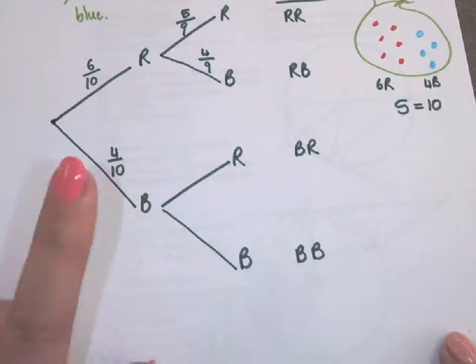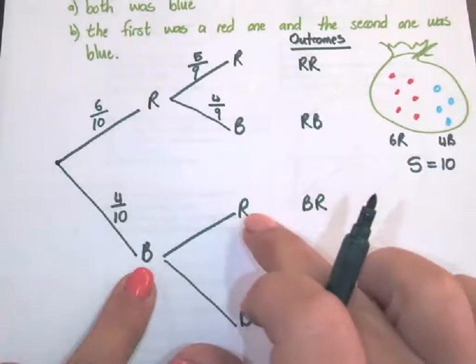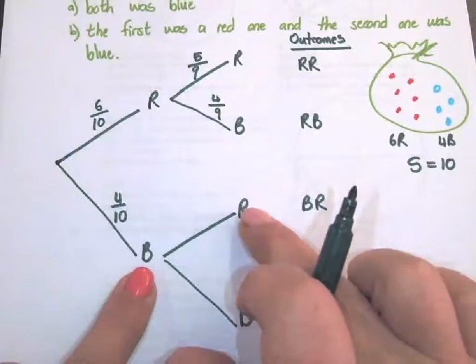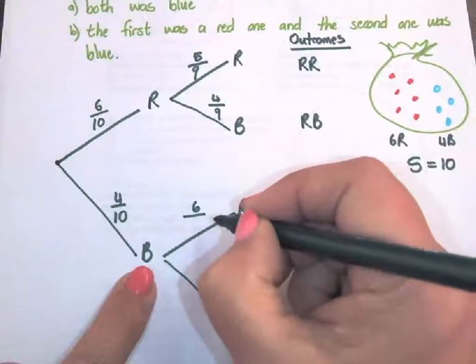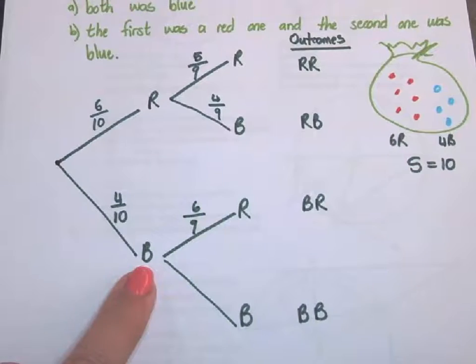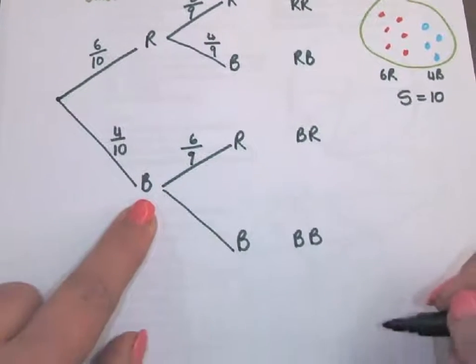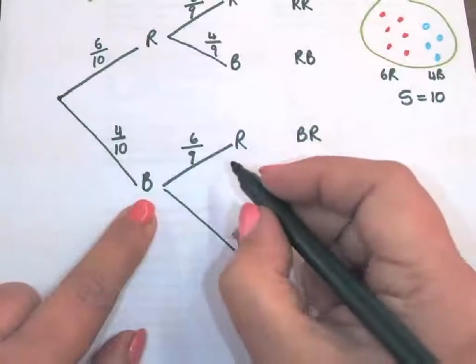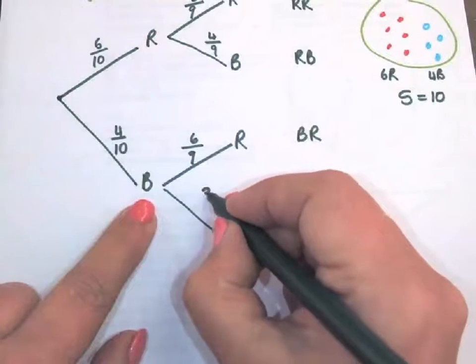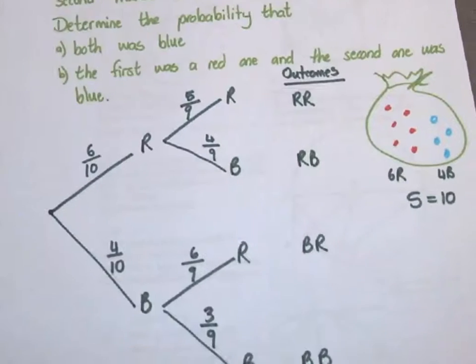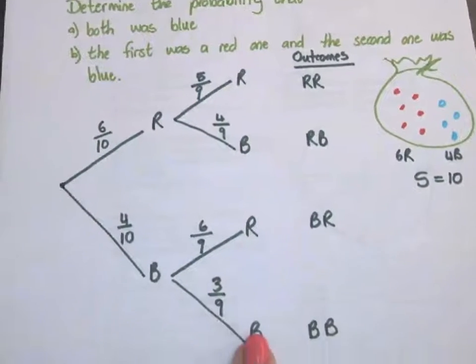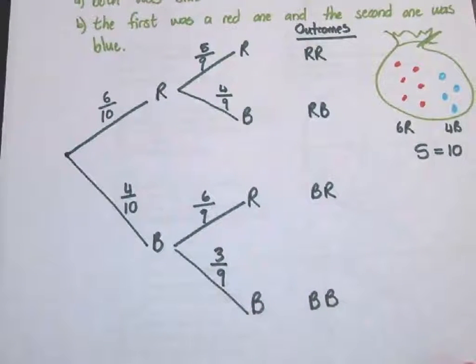Should you have drawn a blue one, how many reds are left? 6 out of 9. Should you have drawn a blue one, how many blues are left? 3, and the total 9. Okay. These are important. Take time to figure those probabilities out before you attempt doing the sums.